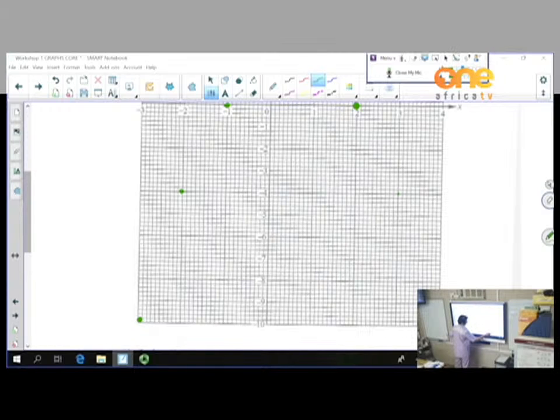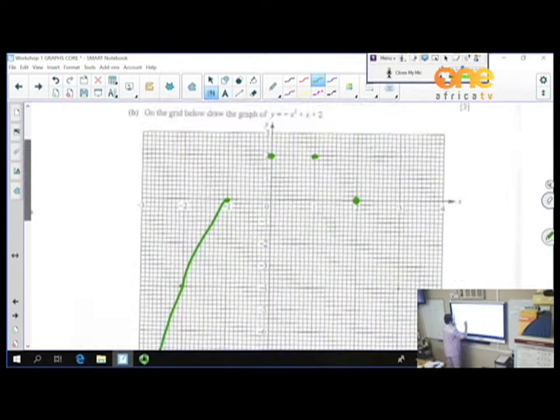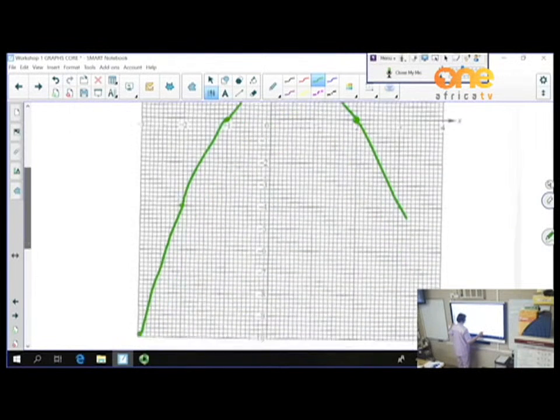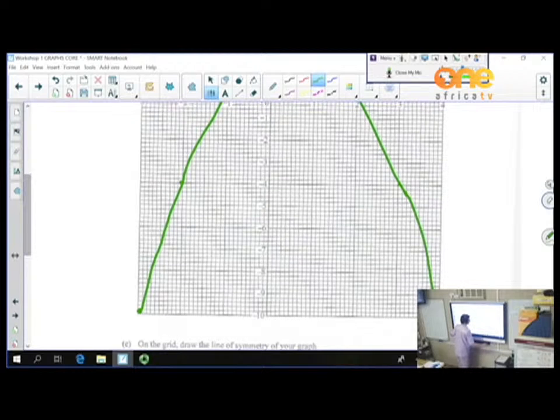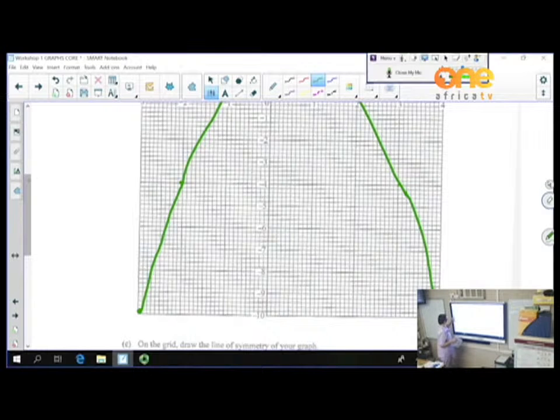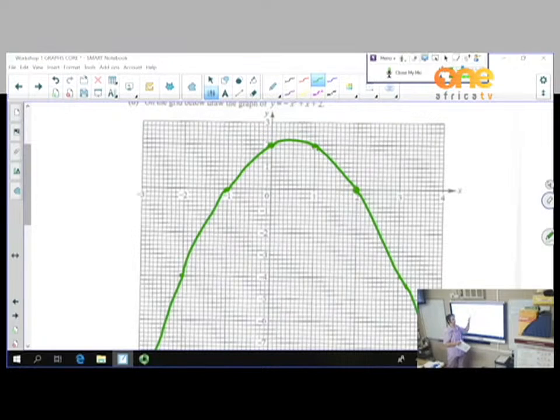Okay, so now we can draw the parabola. Again, I join the points freehand, making sure that they go through the points. Look at this one. Don't cut its head off. It must go round there. And there's my parabola. Joining it with a smooth curve. No rulers. It must be a smooth curve that we draw. Also, look at this one. It's not a straight line there. You must draw that curve at that point there.